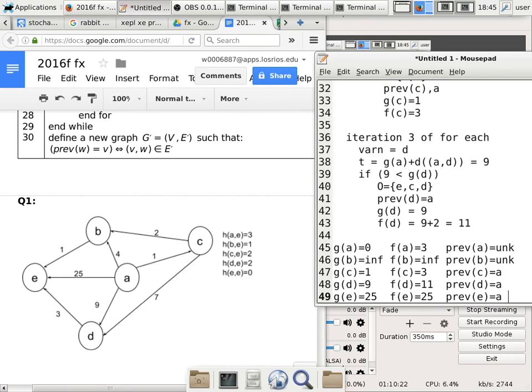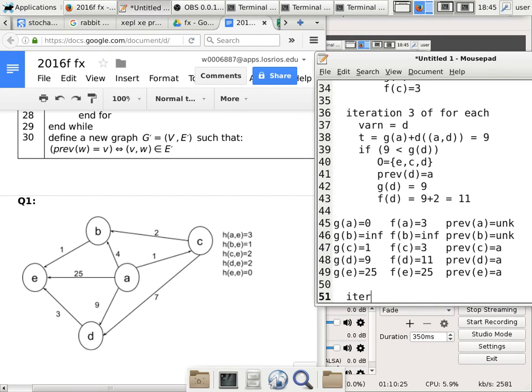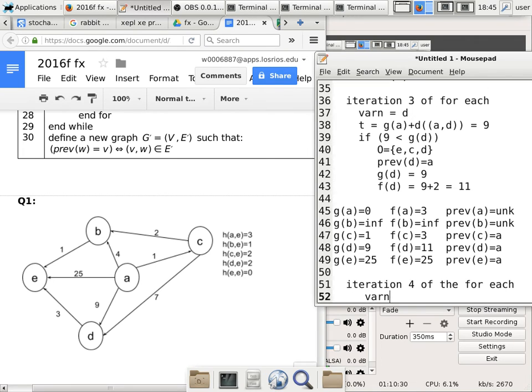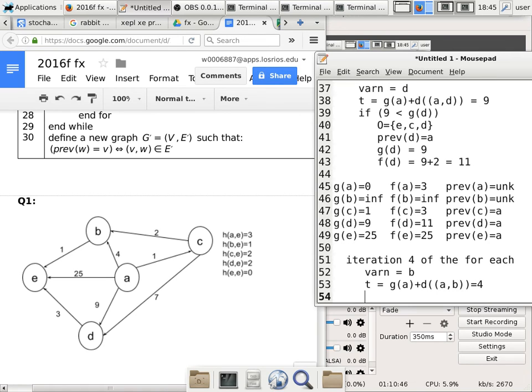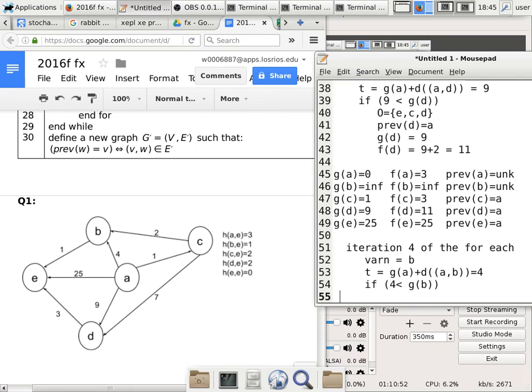Okay, we have one last iteration. So the last iteration, which is iteration 4 of the for each loop, we have no choice in this case because the last neighbor that we have to explore is B. T is G of A plus D of AB. G of A is 0. The edge of AB has a cost of 4. 4 is less than G of B because that's infinity. Anything is less than infinity. So we'll update all of these things. So first of all, we add it to big O. So big O now has E, C, D, and B as elements.